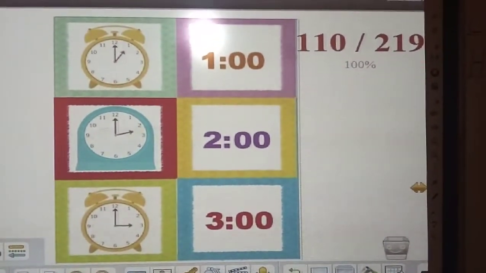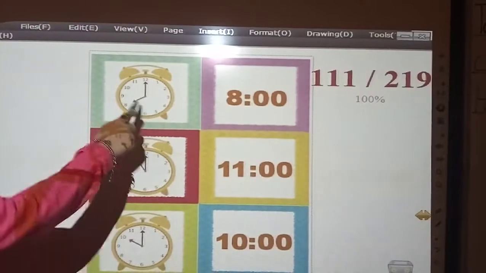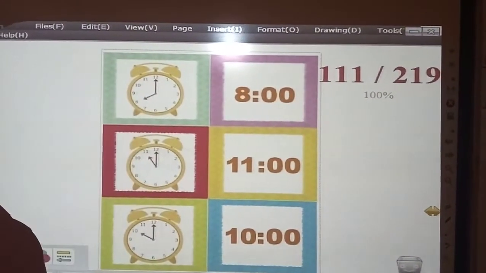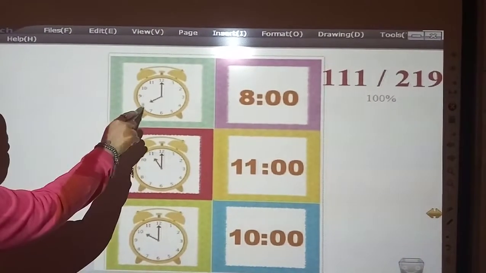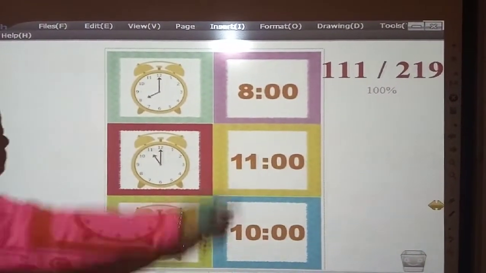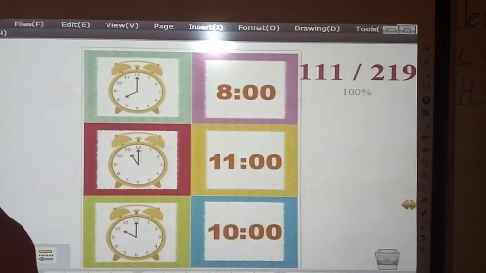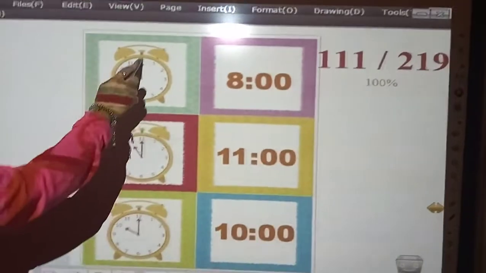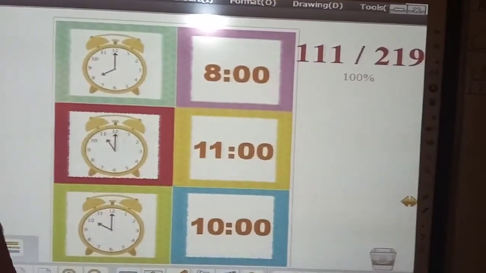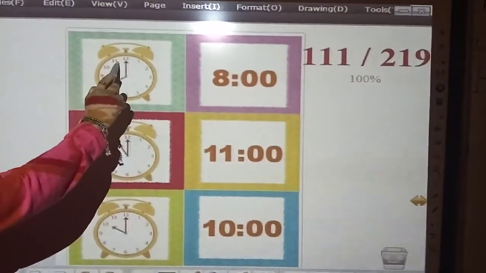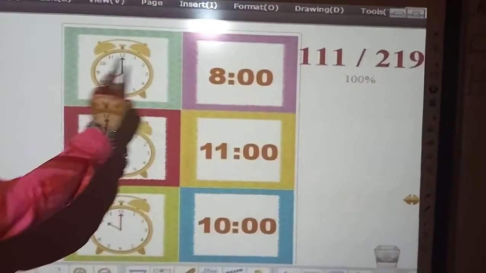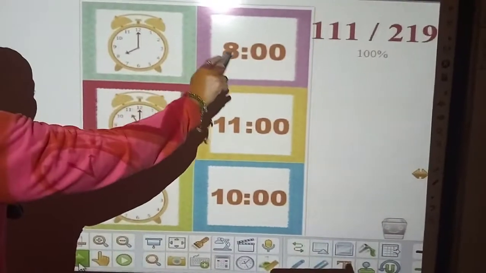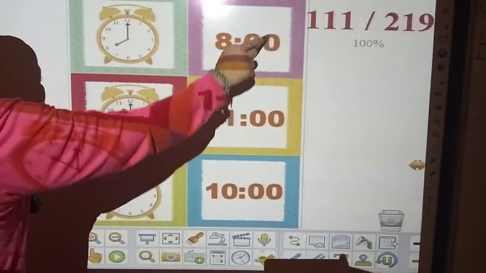Let's see another page. Step number 1. I will start with the short hand. The short hand points to 8. Super. And step number 2. Look at the long hand. It points to 12. Means 8 o'clock. Then how will I write it? 8, 0, 0.